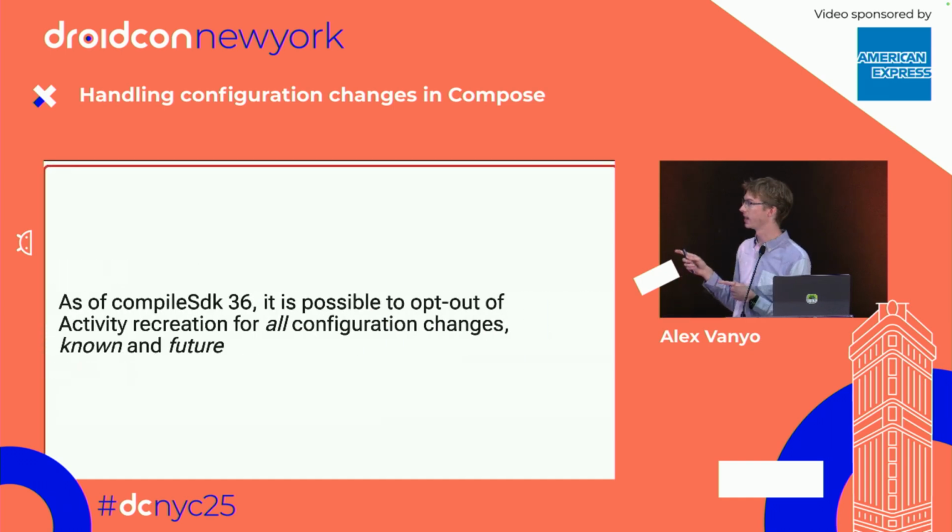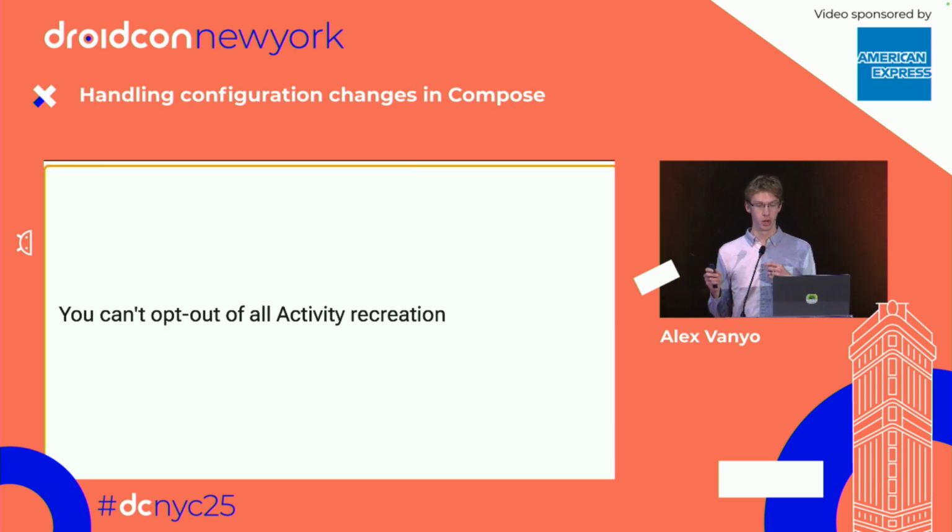And that's this. So as of Android 16, with Compile SDK 36, it is now possible to opt out of all activity recreation for all configuration changes, known and future. But you can't opt out of all activity recreation.